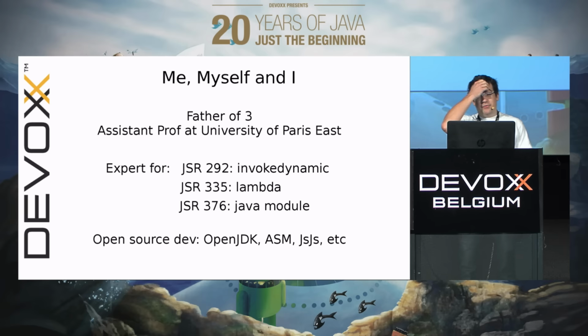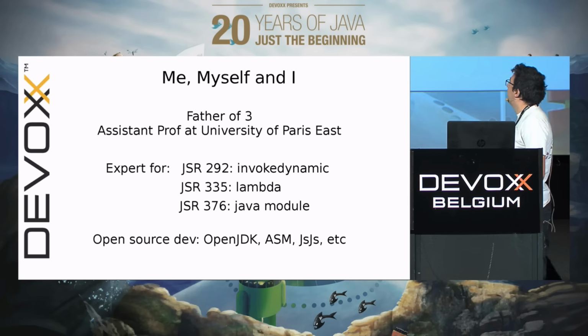So I'm a father of three. Sometimes it's my main job. I'm a teacher at the university, and I'm an expert for several JSRs. So I'm one of the fathers of invokedynamic. I don't know if you know, it's the bytecode that nobody knows, which was introduced in Java 7.